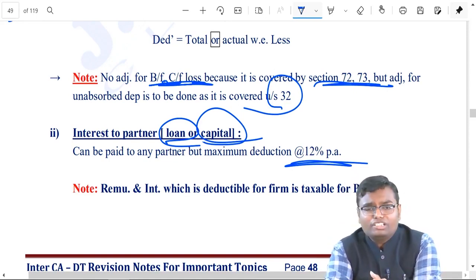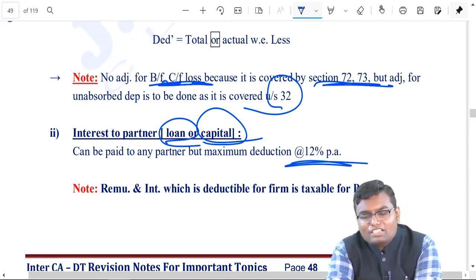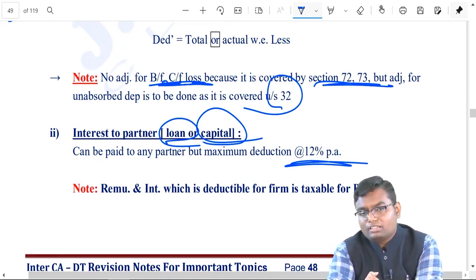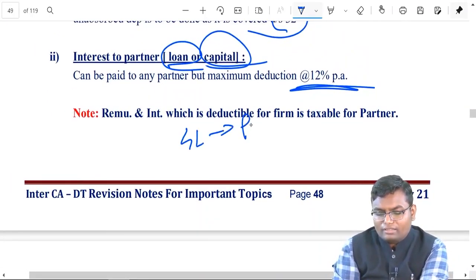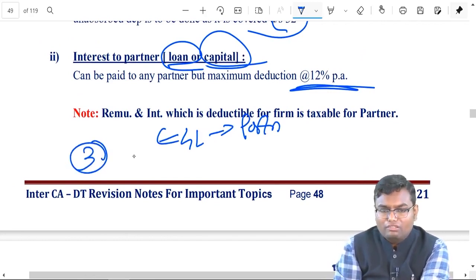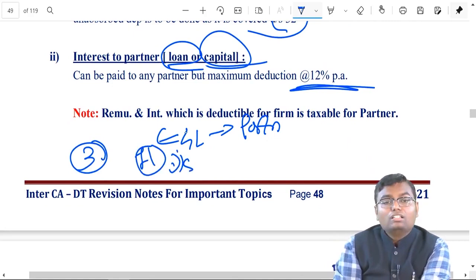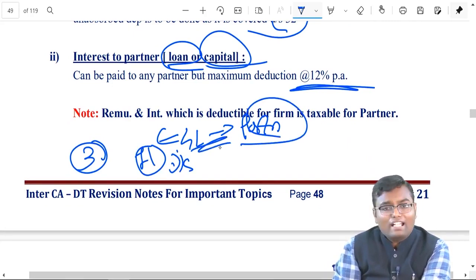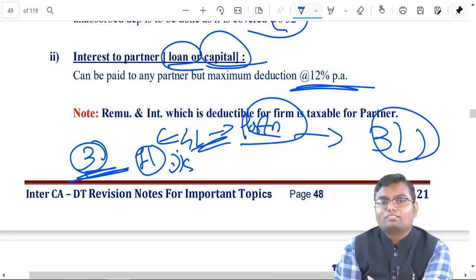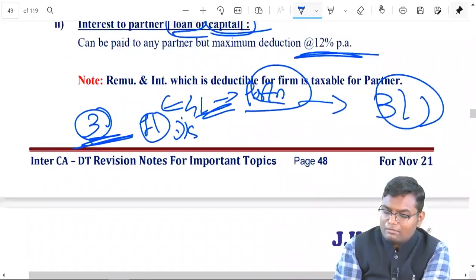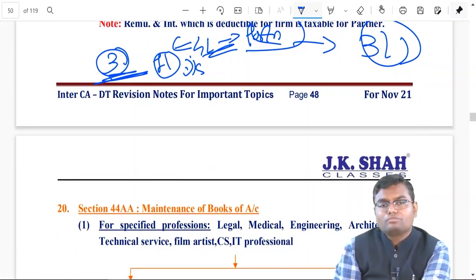Now those remuneration and interest which are deductible to the partnership firm, only that much will become taxable income for the partner. So let's say a partnership firm is paying remuneration of 4 lakh to the partner, and the partnership firm is getting, let's say, only 3 lakh rupees of deduction, 1 lakh is disallowed. Then for a partner, 4 lakh fully will not be taxable, only 3 lakh rupees will be taxable, for which deduction was already claimed by the partnership firm. Similar goes with the interest deduction also.